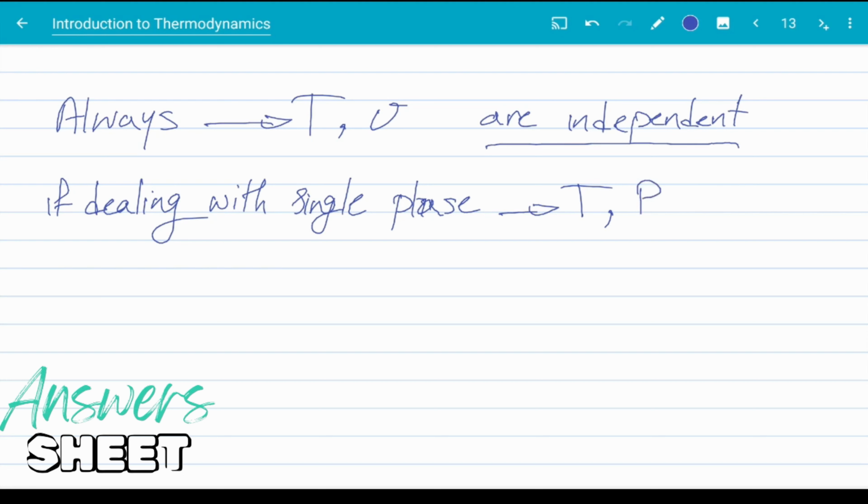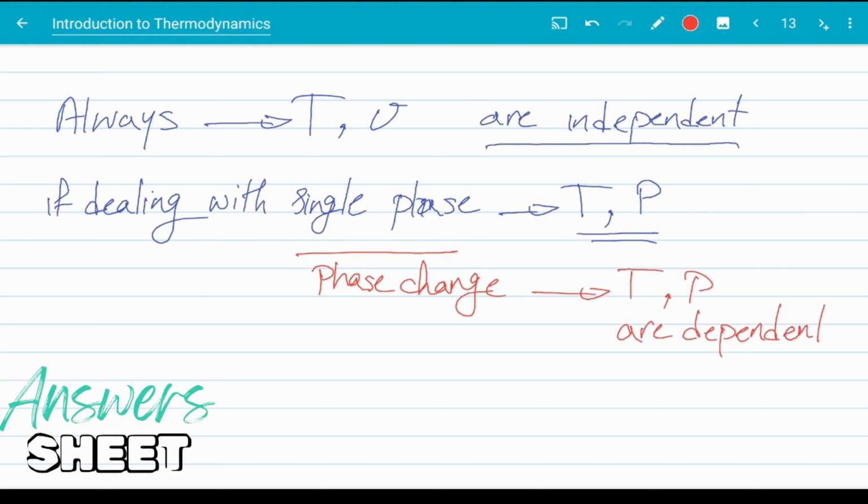However, we need to be careful. Temperature and pressure are independent when dealing with single-phase states, like when we are dealing with water or ice or steam or gas, single phase. When phase change happens, pressure and temperature are dependent, like when water is boiling or ice is melting. What we mean by that is we need the properties to be independent, meaning that we must be able to change the value of one without changing the other.